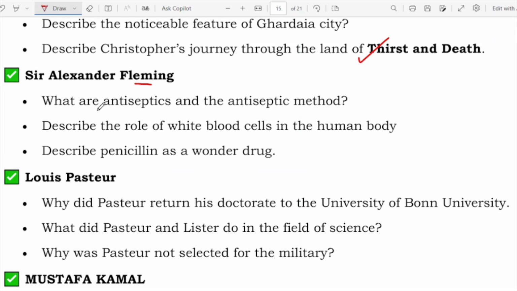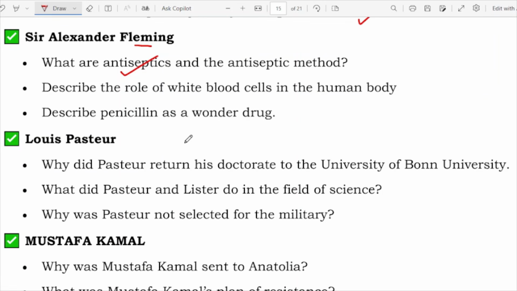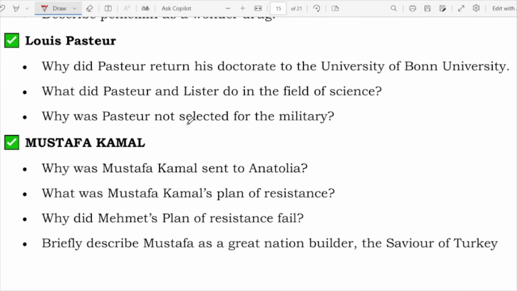What are antiseptics and antiseptic method? These are the medicines. Describe the role of white blood cell in the human body. Describe penicillin as a wonder drug. Very important. Drug means medicine. And Louis Pasteur is there. Why did Pasteur return his doctorate degree to the University of Bonn? Okay, to the University of Bonn.